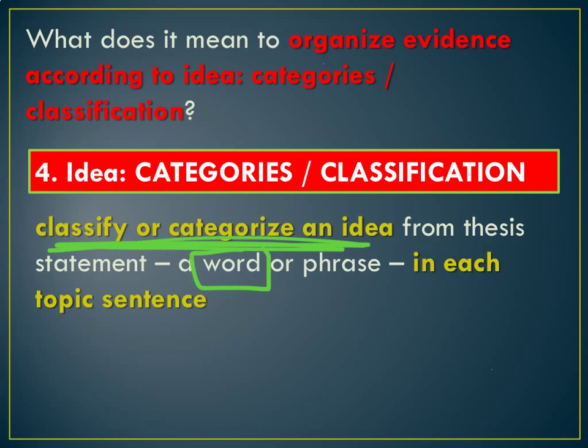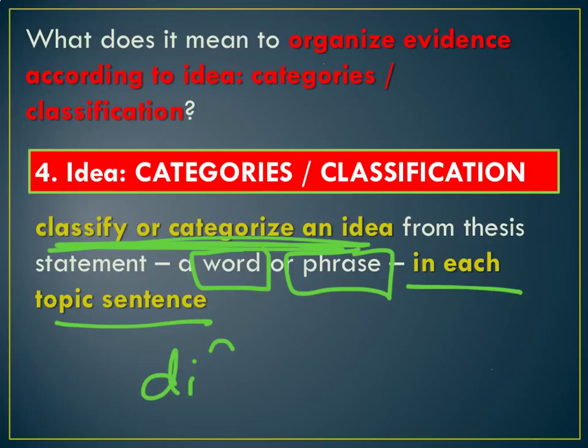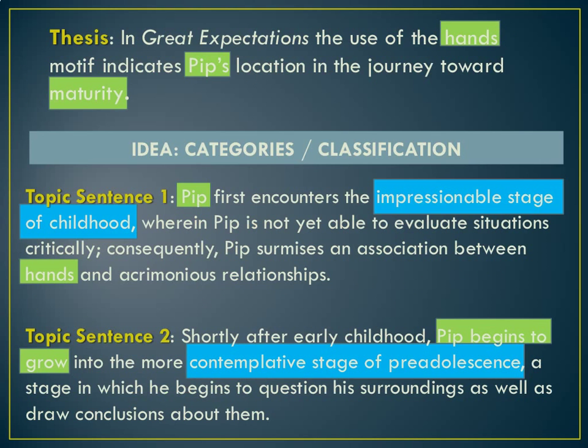Maybe it's a single word, or maybe it's a phrase, a group of words. And you're going to have a really distinct category in each topic sentence. Again, a really different category in each topic sentence. So now, instead of defining an idea from a thesis statement, you're going to try to categorize or classify it. These topic sentences are organized according to categories, classification, and specifically what the writer is trying to do is categorize or classify this idea, location in the journey toward maturity.